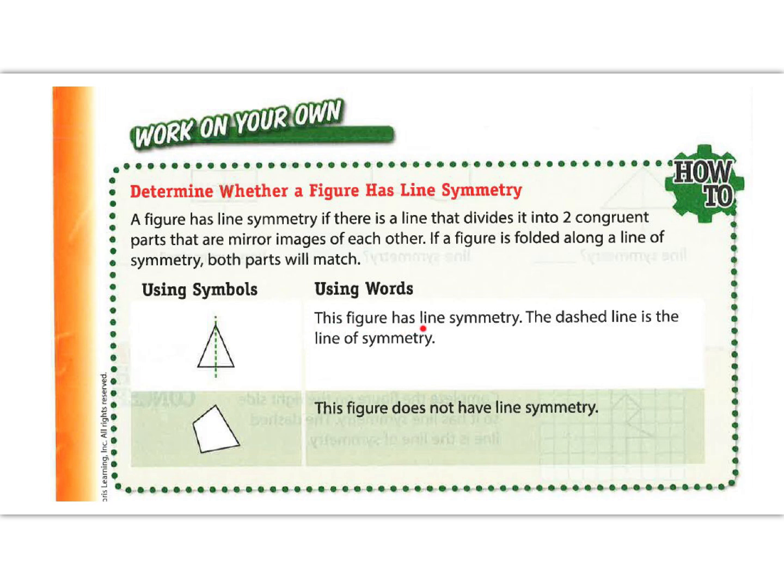It says this figure has a line of symmetry. The dashed line is the line of symmetry. So here's the line of symmetry. If we fold it on that, this side will match that side. And this figure does not have a line of symmetry. So that means that there would be no dotted line through it because you can't fold it over and have it match anywhere.